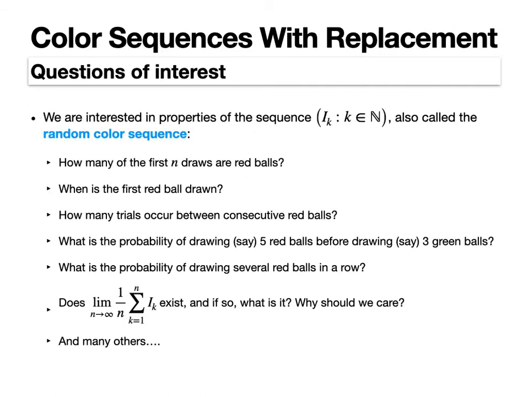Some of the things we're interested in about this process would be basically properties of that random color sequence, the sequence of the I sub k's. So for instance, how many of the first, say, 15 draws are red? Or when would the first red ball be drawn? Did it occur on trial number 1 or trial number 5, or when? How many trials occur between consecutive red balls? Any sort of question that you can ask that deals with just the sequence of colors is a question that we would like to be able to answer. And you can think of a whole host of those, I'm sure.